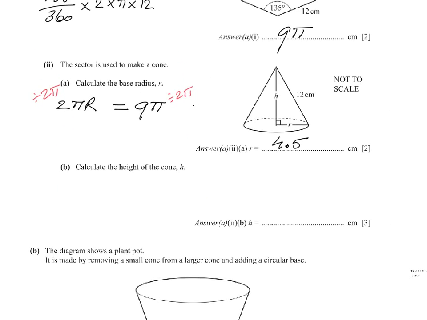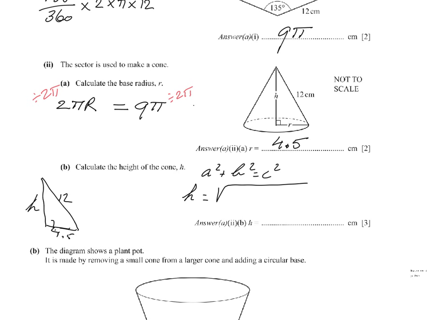Calculate the height of the cone for 3 points. That's a lot of points, the height of the cone, because if I make a sketch of that triangle there, a right angle triangle, height 12, and we just found out that the radius is 4.5, we can use Pythagoras to calculate the height, because we know that a squared plus b squared equals the hypotenuse squared. So I'm going to rearrange that in one go. So the height is going to be the square root of 12 squared minus 4.5 squared.